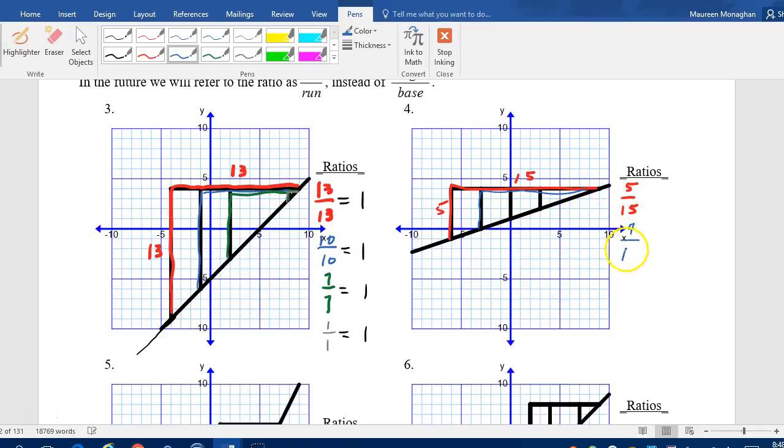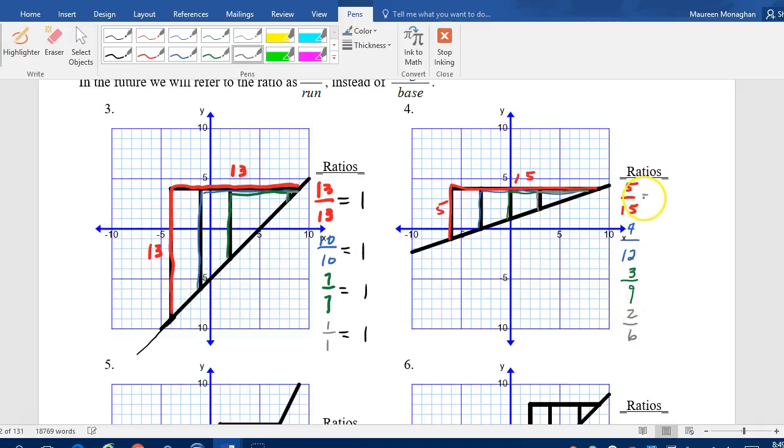Yep, that's 4 over 12. And then the next would be, what do you think that could be? It looks like 3 over 9. And then lastly, what do we have here? What's that one? That's a 2 over 6.